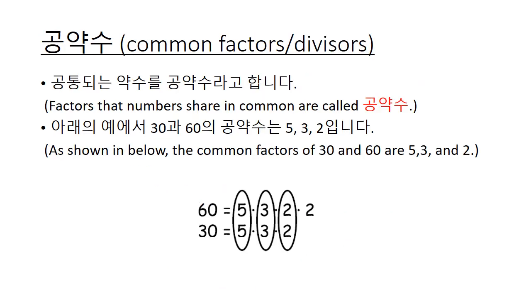A 공약수 is a common factor or divisor. 공통되는 약수를 공약수라고 합니다. So factors that numbers share in common are called 공약수. 아래에서 30과 60의 공약수는 5, 3, 2입니다. So as you can see below, the common factors of 30 and 60 are 5, 3, and 2.